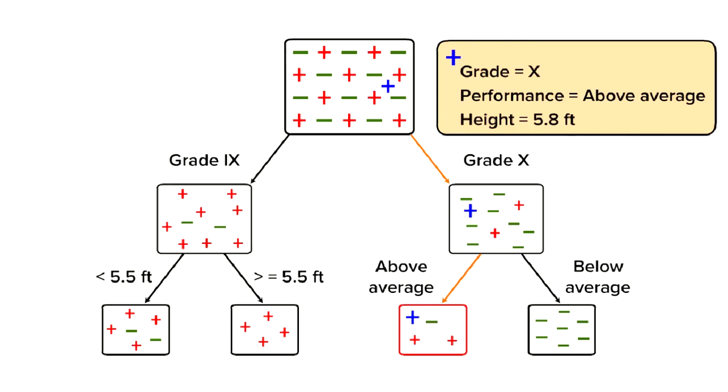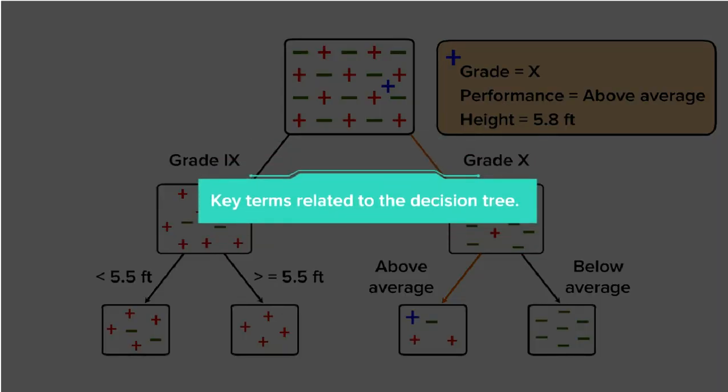As this is a classification problem, we will use the class which is occurring most frequently in this node to determine whether the new student plays cricket or not. Now, as there are two students who play cricket in this node, we can say that the new student is more likely to play cricket, and hence the decision tree predicts the new student as a cricket player. So in this video, we have learned how the prediction works in decision trees. In the next video, we will learn about the key terms related to the decision tree.